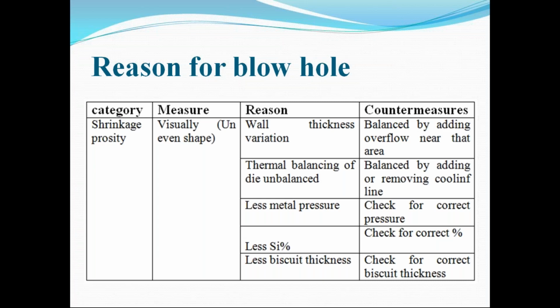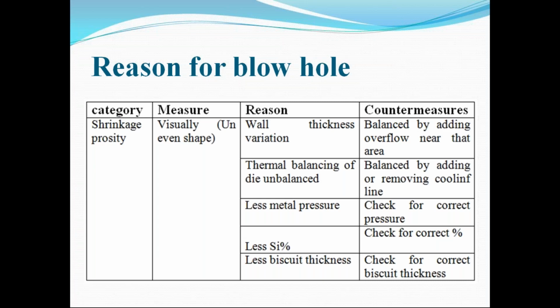Okay, now the next one, this is biscuit thickness. Here this is very much important. This is biscuit thickness. Biscuit means, I already told, the excess of ladle metal remaining in the shot sleeve of the cold chamber process. So this is part of the cast output. And now the thing is, if biscuit thickness is less, then what happens?